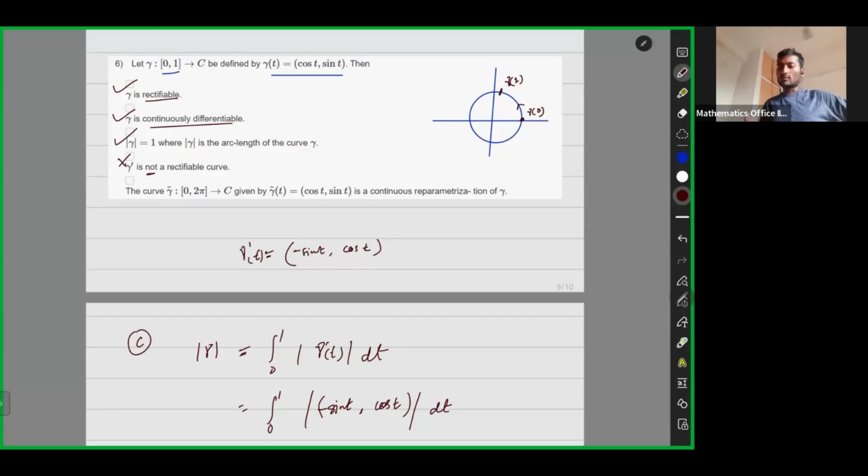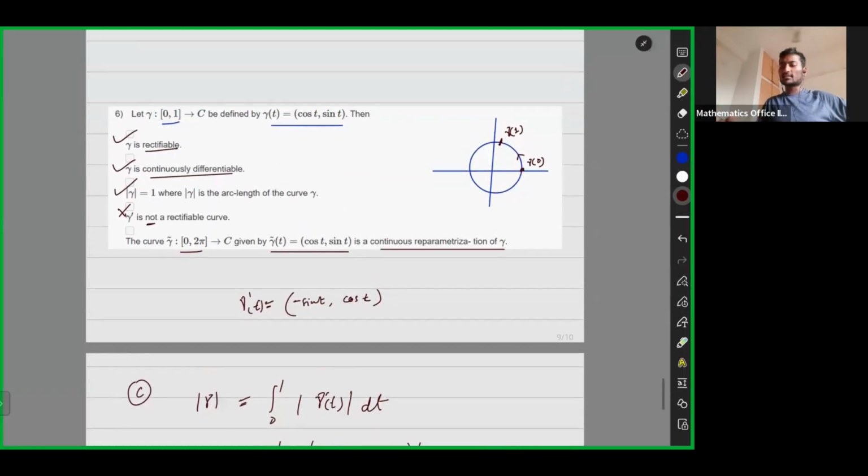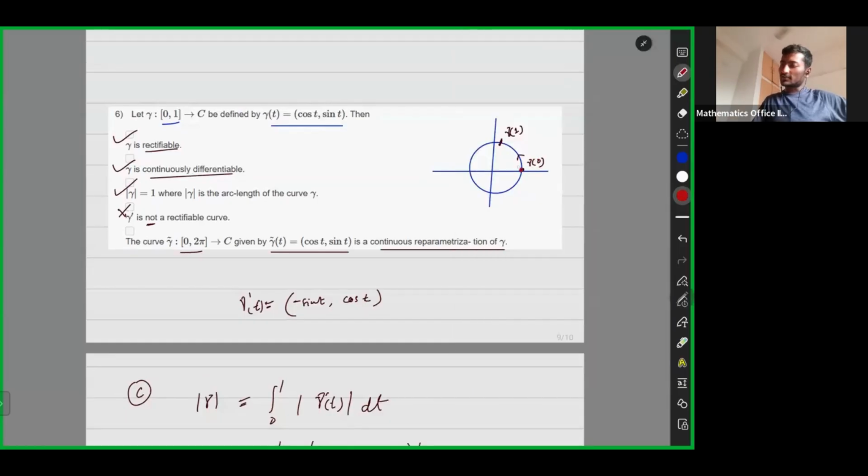Fine. Now what about the last option? Gamma tilde is a curve from 0 to 2 pi given by the same equation. Is this a continuous reparameterization of gamma? Not really. Why? What happens to this curve? Let me change the color. It starts at the same point, but going this way, it is going to come back to the same point. So the starting point and ending point are the same.